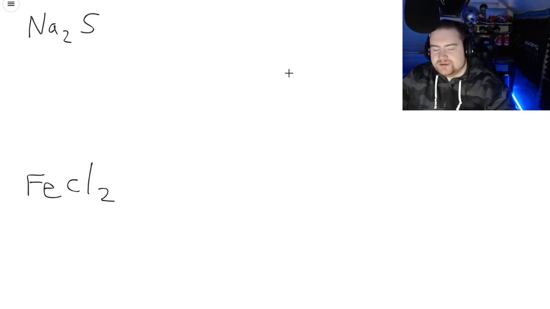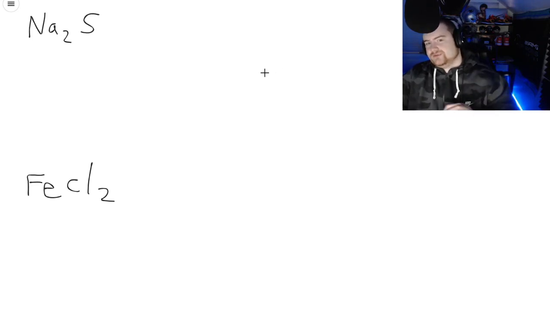Today we're going to be talking about, or I guess reviewing, how to write a name from a formula. So, first thing we have to do is look at the formula we're given. So at the top one here, we got Na2S.